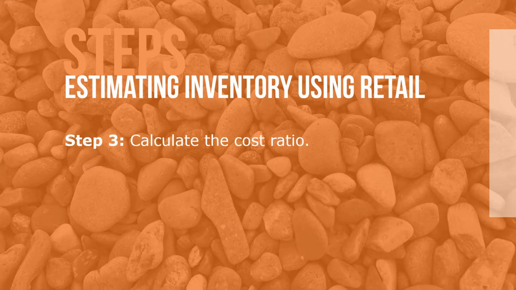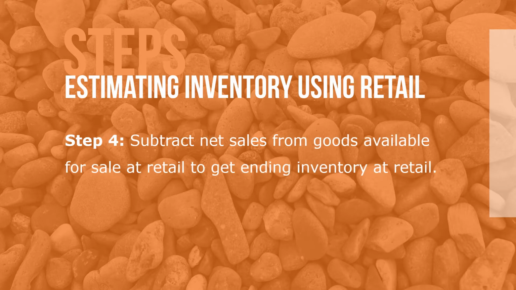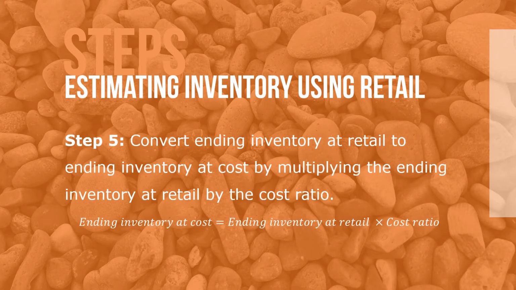Step 3. Calculate the cost ratio. Step 4. Subtract net sales from goods available for sale at retail to get ending inventory at retail. Step 5. Convert ending inventory at retail to ending inventory at cost by multiplying the ending inventory at retail by the cost ratio, where ending inventory at cost equals ending inventory at retail times cost ratio.